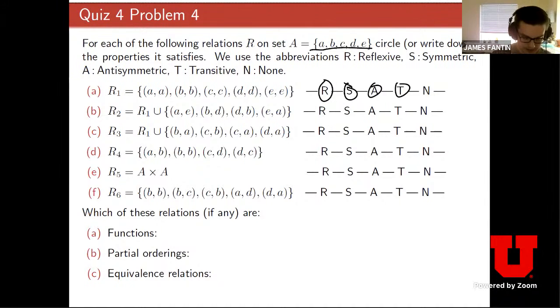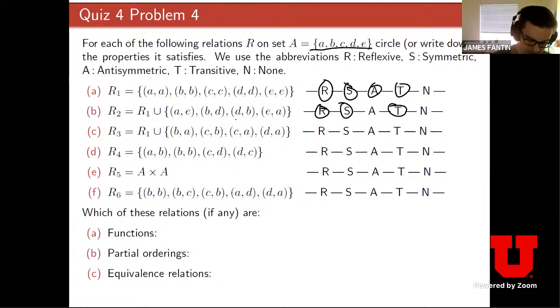If you look at R2, we again have reflexivity because R1 is unioned with this set. Now we have to decide, do we have symmetry? And yes, we do. (B,D) is in the relation and (D,B) is in the relation, (A,E) and (E,A) too, so it's symmetric. It's not antisymmetric because for (B,D) there is (D,B) in the relation. And it's transitive, similar to the explanation used in part A.